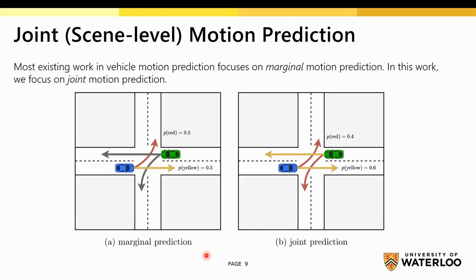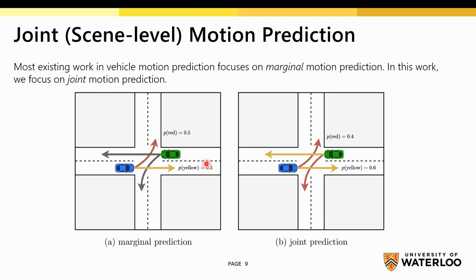So for example, a marginal predictor may output that the blue agent has a 50% probability of turning left and following this red trajectory, and a 50% probability of going straight and following this yellow trajectory. Most existing works in the motion prediction literature focus on this marginal prediction problem. Despite the tremendous progress made on marginal prediction, it has a gaping limitation, which is that the predictions output by a marginal predictor are not associated across multiple agents. And so a marginal predictor cannot reason about the scene consistency of predictions across multiple agents.